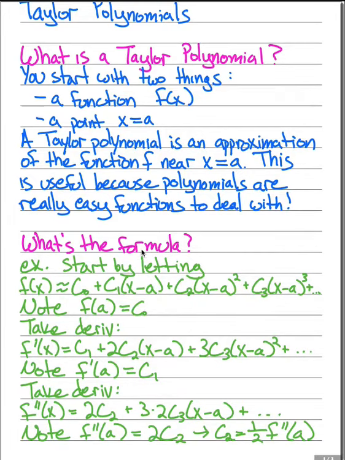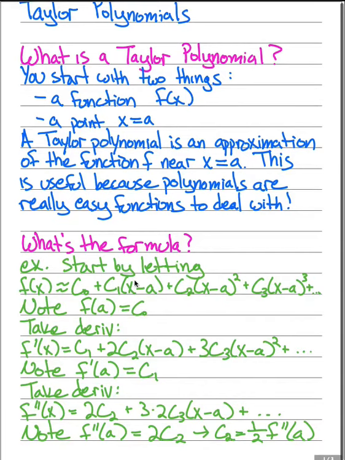Well, first, we're going to start by letting our function f of x equal a polynomial of this form. So it's a constant plus another constant times a first degree term plus another constant times a second degree term, and so on. And all those terms are centered around the point x equals a. That's the point we've chosen to approximate around. And you notice that if you plug in a, all these terms cancel out, and you find that f of a equals c naught. So if this is the form of your Taylor polynomial, we know that c naught has to equal f of a.